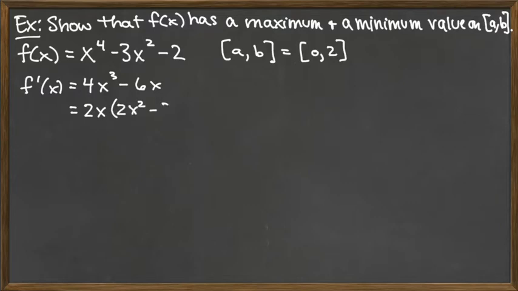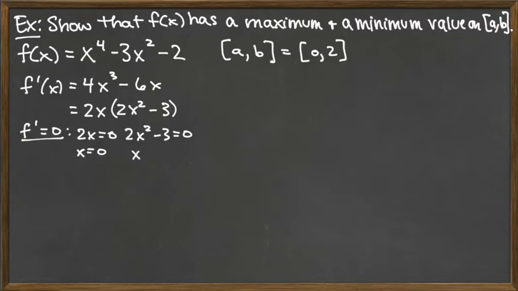minus the 3. So when we have f prime equal to 0, we just set each factor equal to 0 and solve. We've got 2x equal to 0, divide both sides by 2, that gives us x equals 0. And 2x squared minus 3 equal to 0, we would add over the 3, divide both sides by 2 to get x squared equals 3 halves. Then we take the square root of both sides, so we get plus and minus the square root of 3 halves.